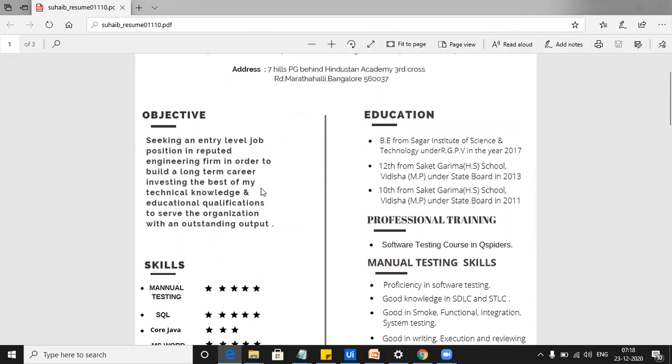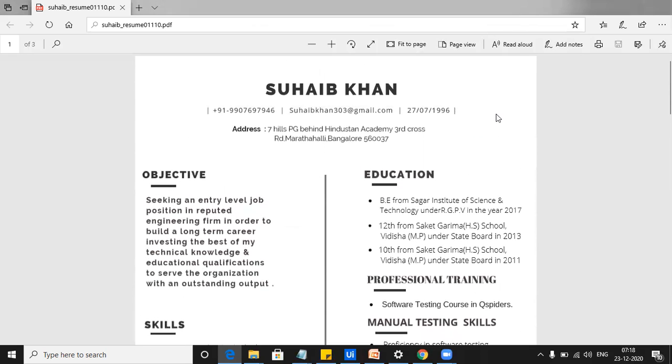Then education, you have to add percentage in that, and over here you have to add some LinkedIn profile, GitHub profile, like that. Okay, so please do the changes, and all the best for your career, for your job search.